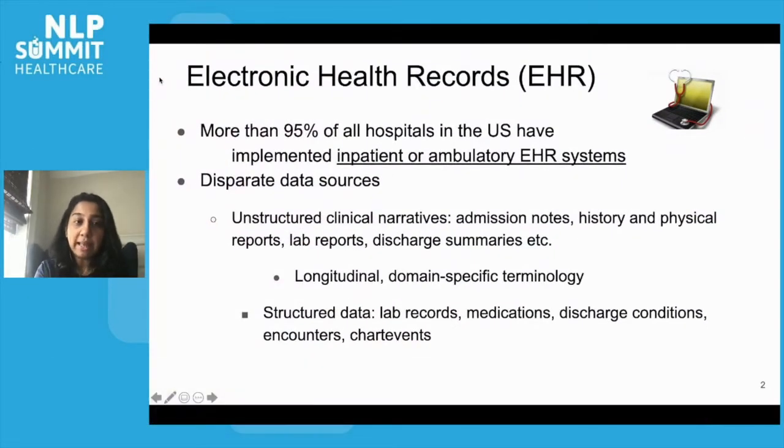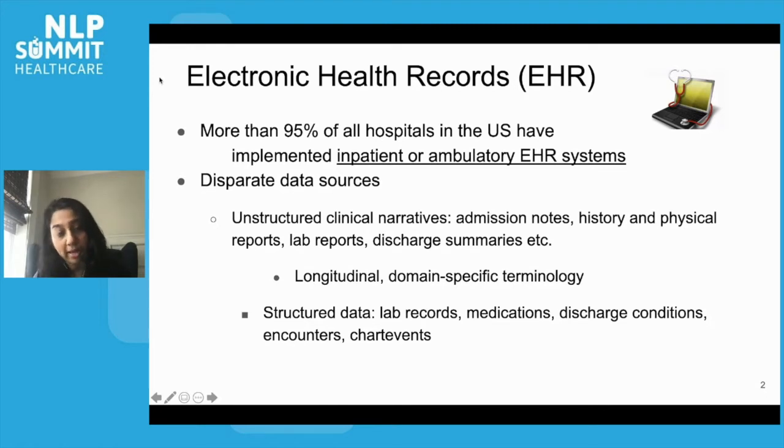So, electronic health records have become more and more prevalently used across hospitals in the US. More than 95% of hospitals have implemented some form of an EHR system, inpatient or ambulatory. Now, an EHR or an electronic health record essentially stores patient records in unstructured and structured formats.